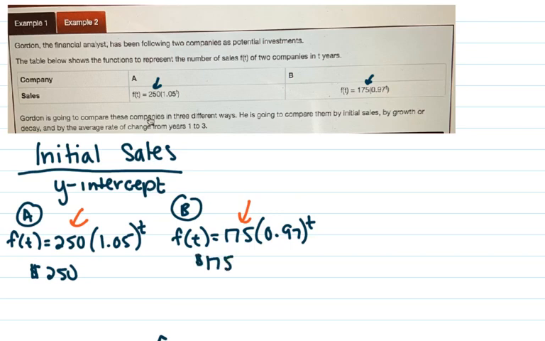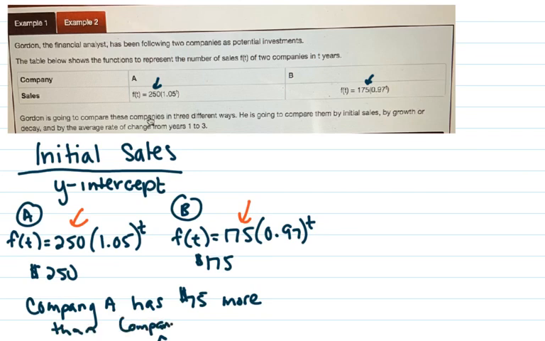And so company A has $75 more than company B to begin with.